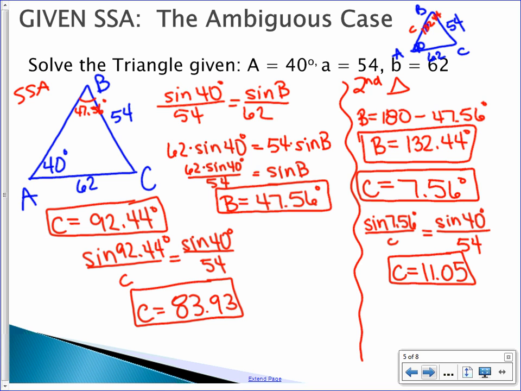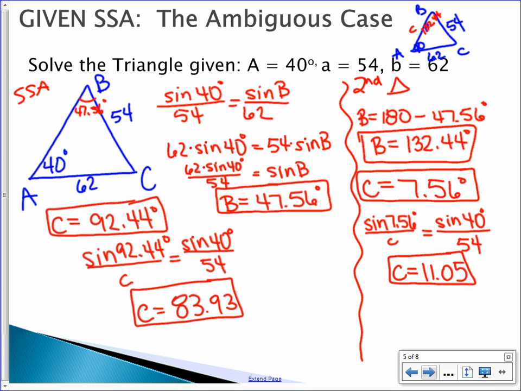So here we have two solutions. We have two triangles that work. Our side was long enough that it could rotate to hit that third side at two different places. Okay? When I see your work, I want there to be a clear distinction between where is my first triangle, where is my second triangle.